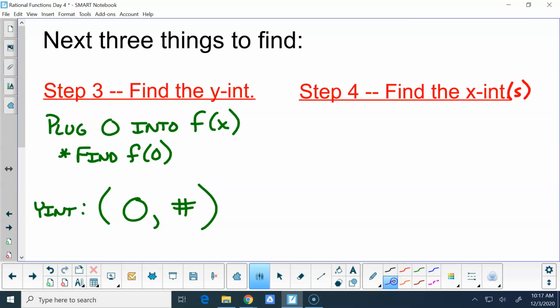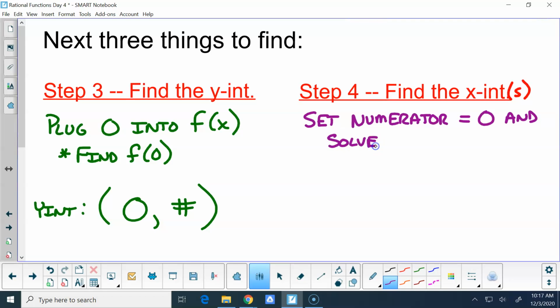So in order to do this, to find the x-intercepts, we need to set the numerator equal to 0 and solve. We're going to set the numerator now equal to 0 and solve. And all of our x-intercepts will have the form some number, comma, 0. And again, those will have to be in point form.